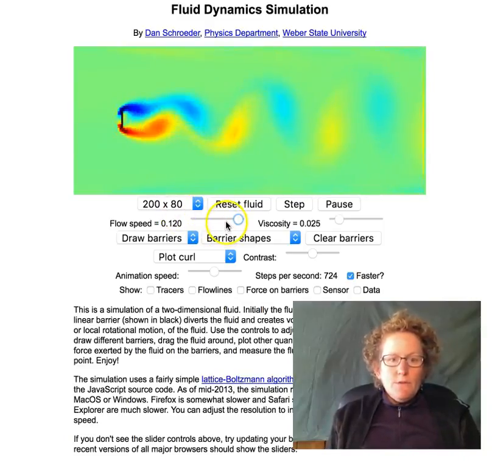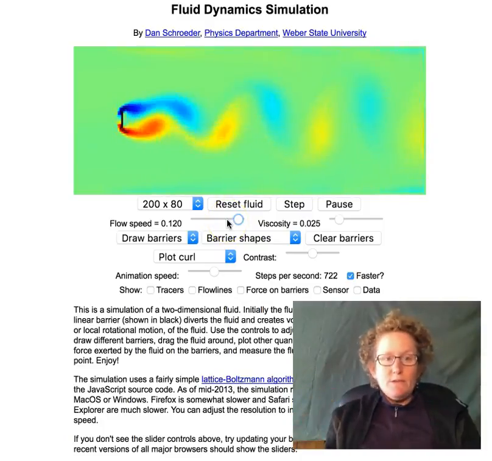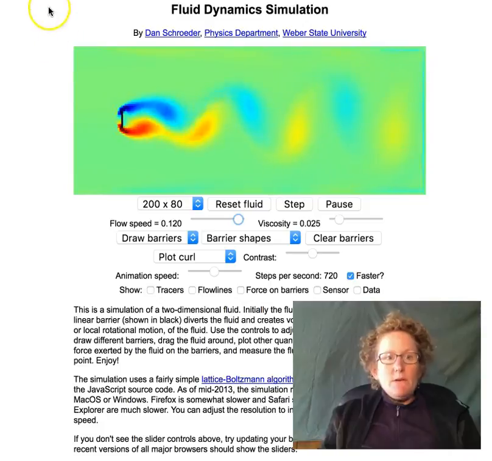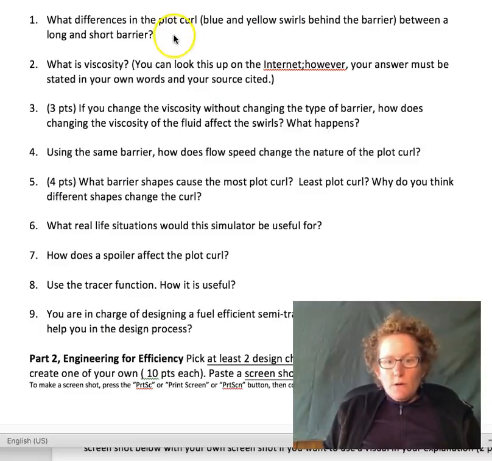So if you change the flow speed, like you're going to drive your car faster, or maybe the wind is blowing faster on your car, the turbulence is going to increase. So let's go back to the lab sheet here and look at what you need to know. What are the differences in the plot curl, those swirly lines, between a long and short barrier? Well, you have the tools, you know what to do, you know how to change the barriers to figure this out. Viscosity, we've talked about a little bit.